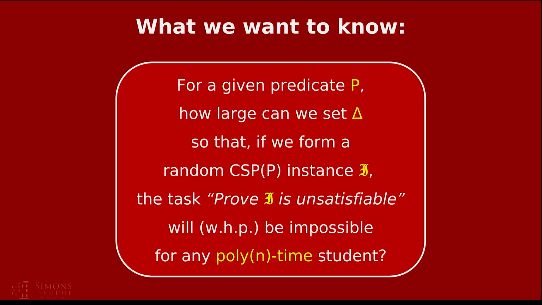Let's say you fix some predicate that's going to be your constraints. How large can this cruel professor set delta to be when he's creating random CSP instances with this predicate, such that the students are going to have a hard time? In other words, such that the task of proving that a randomly chosen instance is unsatisfiable will, with high probability, be impossible for any polynomial time student or algorithm, I guess.